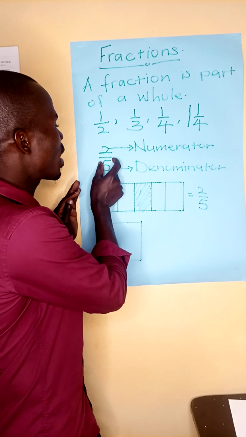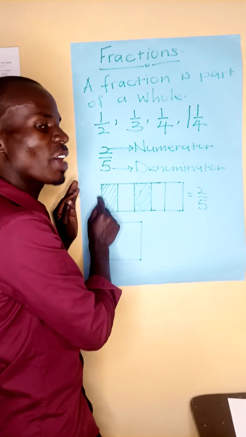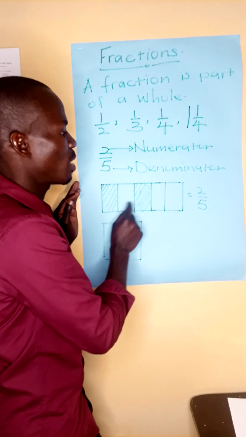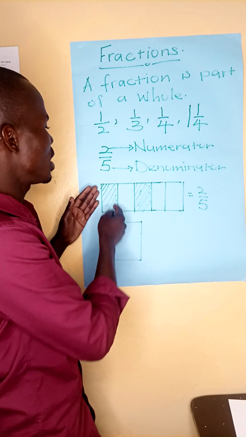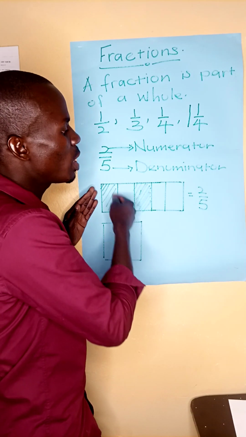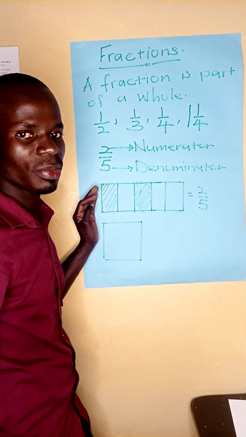Why? Our fraction, the lower number, is 5. And we have said that the lower number represents the number of parts the diagram should be divided into. And the upper number, the numerator, is representing the parts we have shaded.